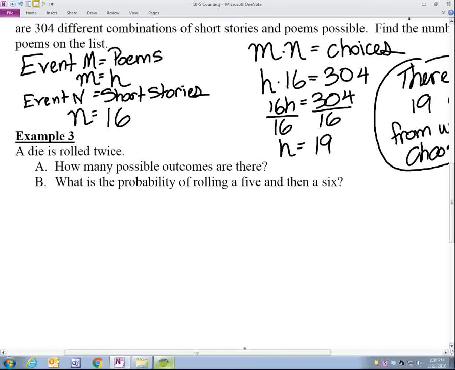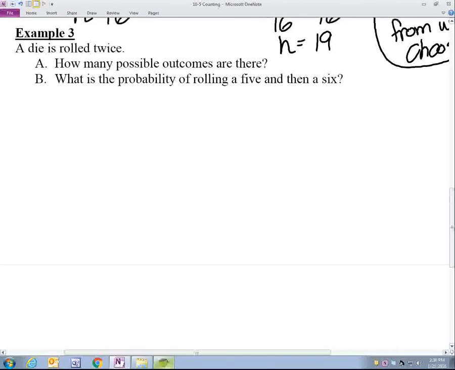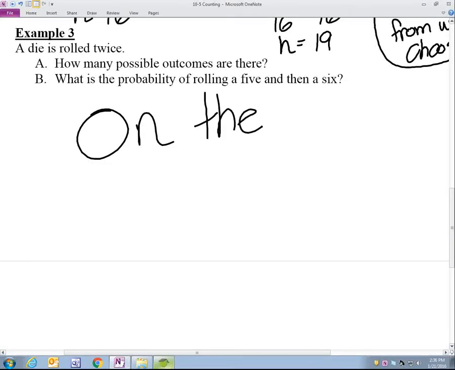There are 19 poems from which to choose. Now, here's a situation that clears out any of the confusion from that homework question last night. It says a die is rolled twice, so it's the same one. How many possible outcomes are there? Okay? We are going to do this, and I want you to write this on the back. So turn that over.